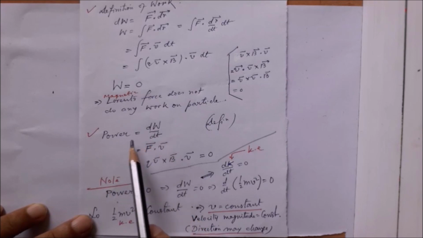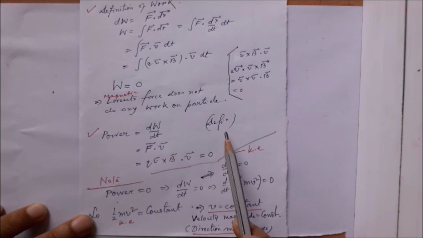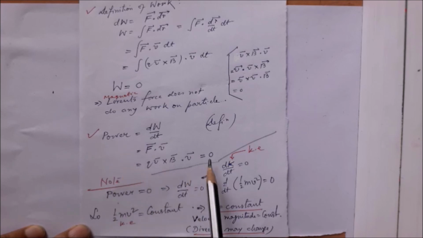Now what about power? Rate of doing work is called power, and the expression of power is F dot v, as you know from mechanics class, and F is the Lorentz force, so we can put it here, and again a vector triple product involving velocity twice comes in, and therefore power is 0.